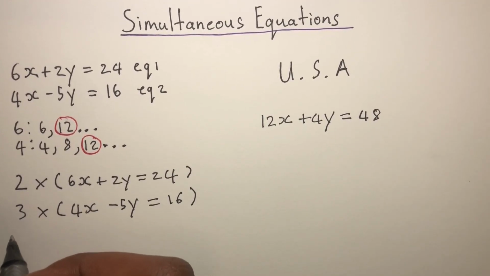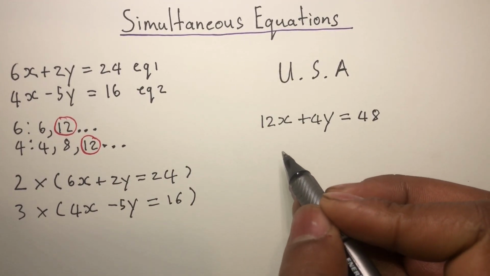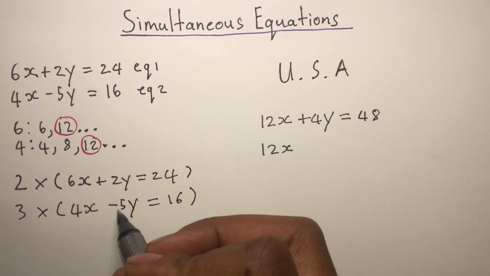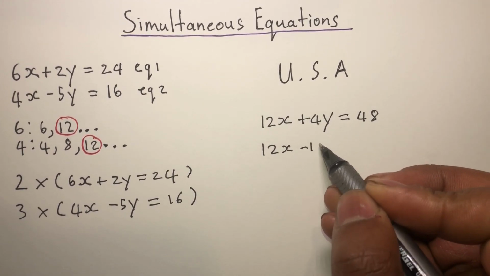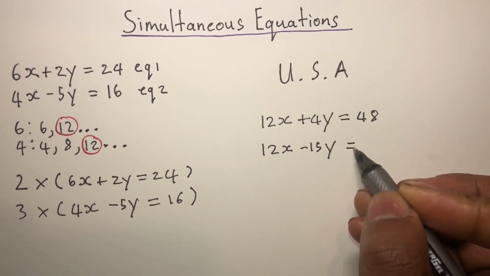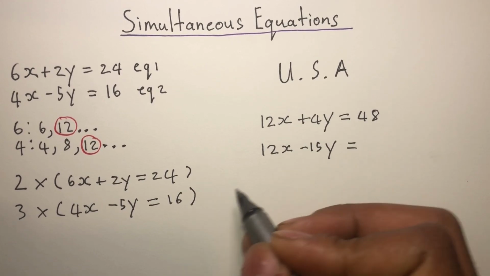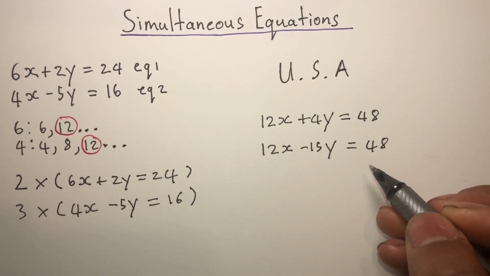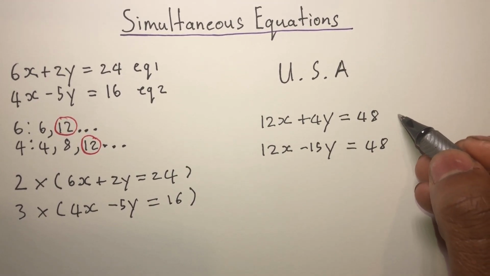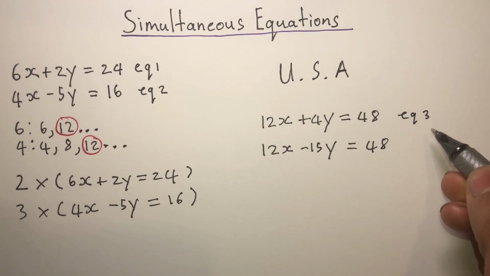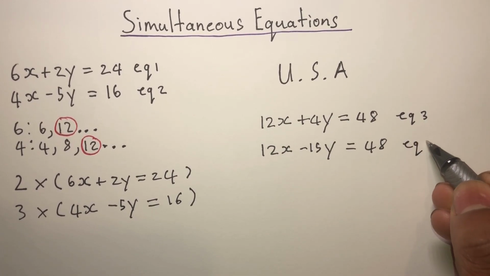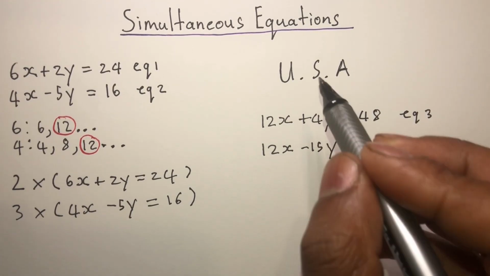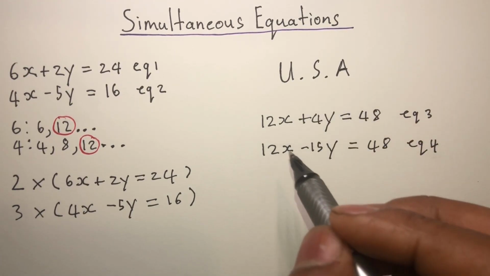Now let's distribute the 3. 3 times 4x gives us 12x. 3 times negative 5y gives us negative 15y. And 3 times 16 gives us 48. So we have positive 48. Now, this is equation 3, and this is equation 4. And because they have unlike signs, we have to add them.